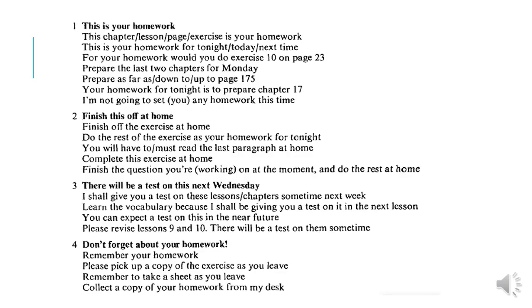This is your homework. This chapter, this lesson, this page, this exercise is your homework. This is your homework for tonight, for today, for next time. For your homework, would you do exercise 10 on page 23?